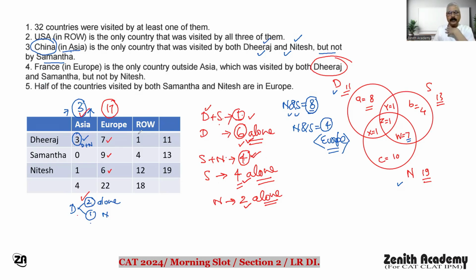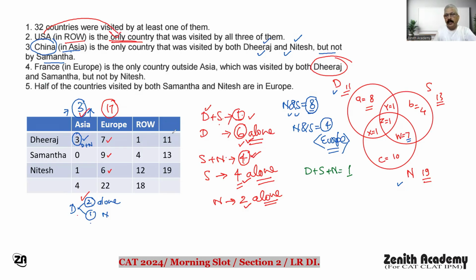Now what about the rest of the world? In the rest of the world, Dheeraj visited only one country. Look here. Dheeraj visited one, and in the rest of the world, it was given USA is the only country that was visited by all three of them. So in the rest of the world, Dheeraj plus Samantha plus Nick, one country. So Dheeraj has actually visited one country in the rest of the world.